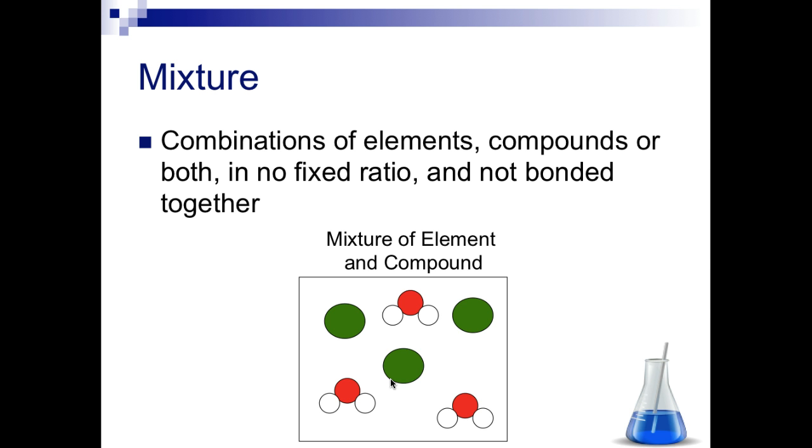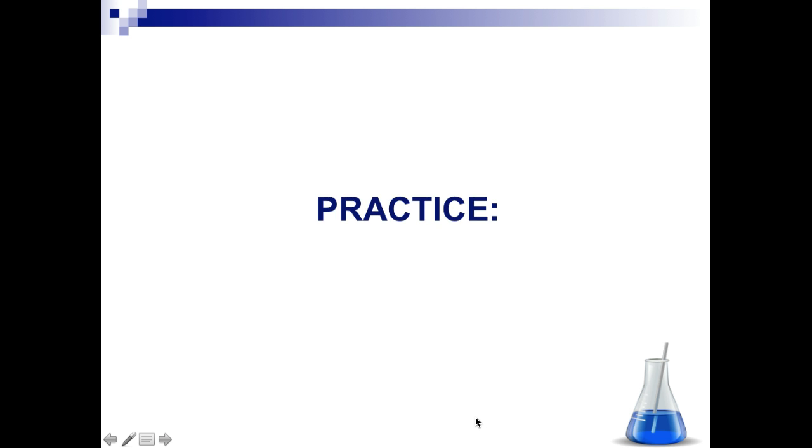If we have a mixture, that's a combination of elements or compounds or both. They're not in fixed ratios and they're not bonded together. So if I were to draw a picture of a mixture of an element and a compound, this is what I would get. The green spheres are our element spheres, and then these molecules are our water compounds. So remember, everything that is touching in a particle diagram means that it's all attached to one another.